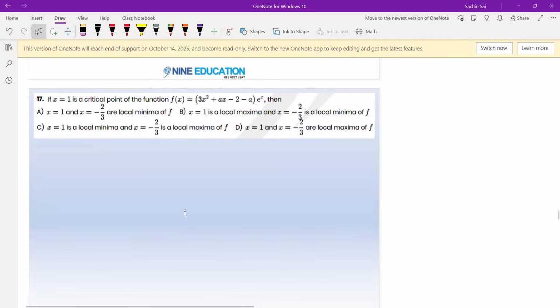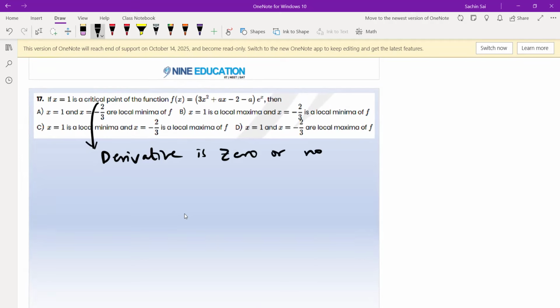So again, question 17, x equals 1 is a critical point of the function. So what is a critical point? A critical point is a point where the derivative is 0 or not defined. Either the derivative is 0 or it is not defined, right?